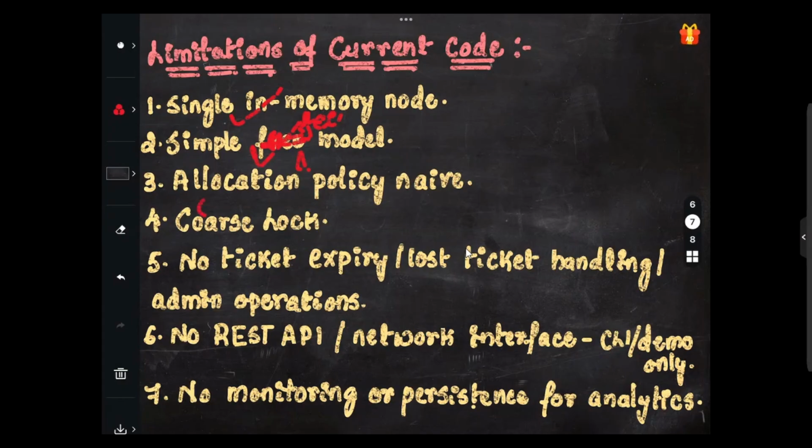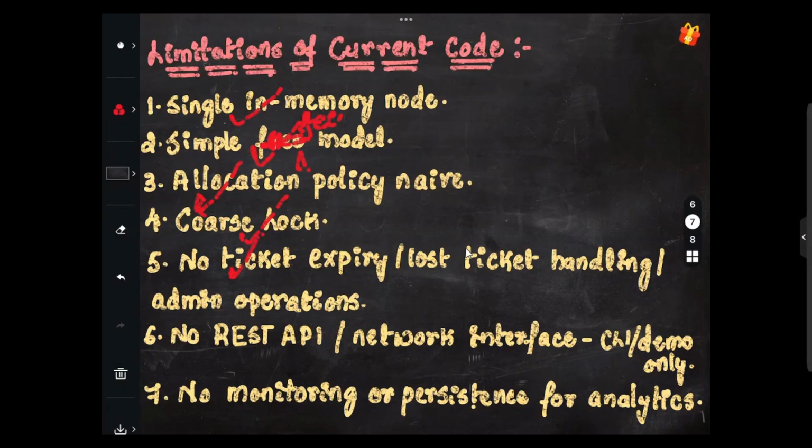Next, the third one is naive allocation policy. Allocation policy naive in the sense that the first fit algorithm can fragment space, right? But no reservation or priority is mentioned here, we haven't considered any reservation or priority. Next, let's go with a coarse lock. When I say coarse lock, the entire parking lot is locked for park or leave. It may limit throughput at scale, right? So this is one thing.